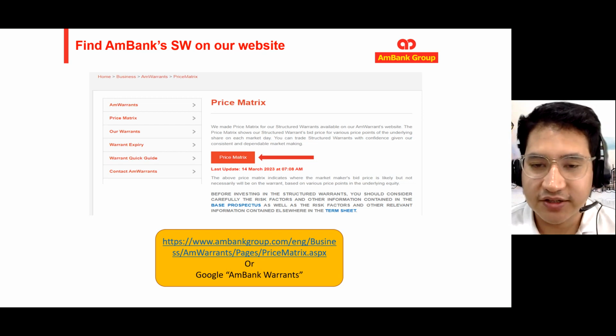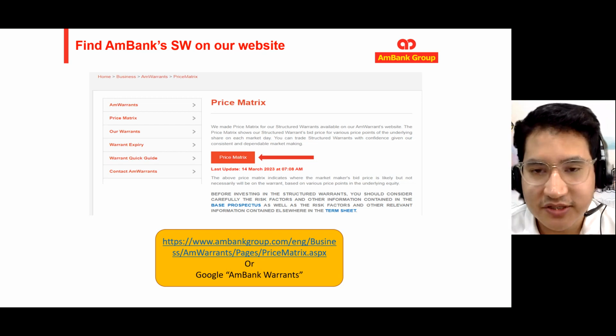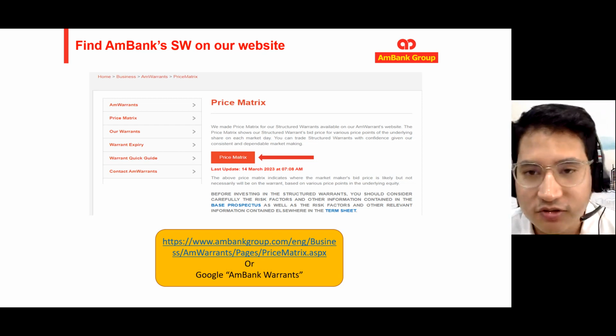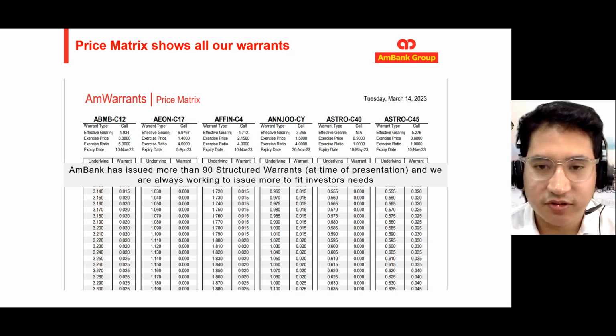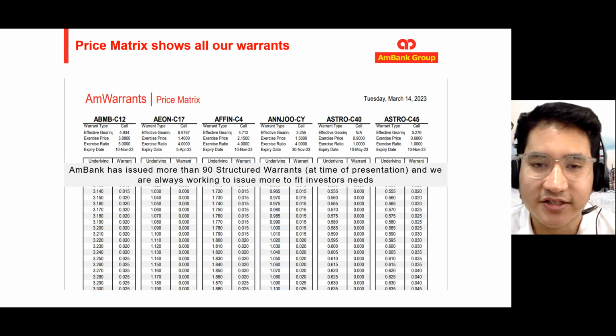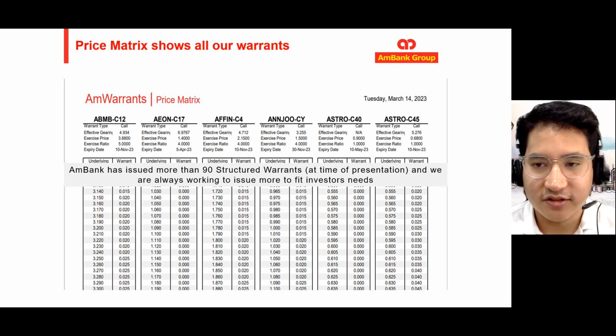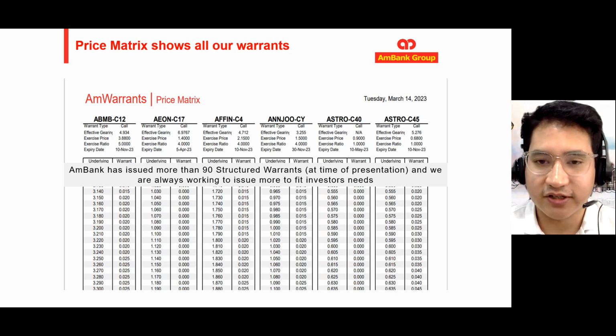And there will be a link that'll take you straight to this website, and then you can click on the price matrix. The price matrix basically shows you all the structured warrants that AmBank issues. So we have plenty. For example, Alliance Bank Malaysia Berhad C12. So the underlying is Alliance Malaysia. Then we also have Astro C45, Affin, and a lot of others. So you can see here. Just go through very quickly.